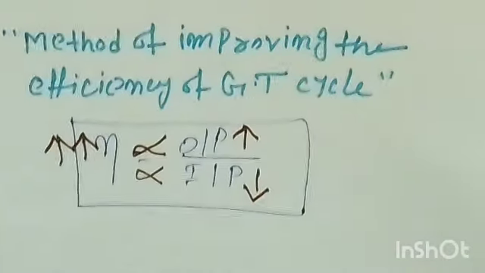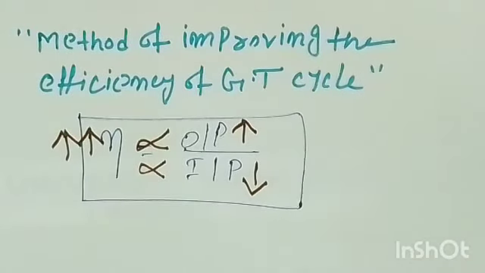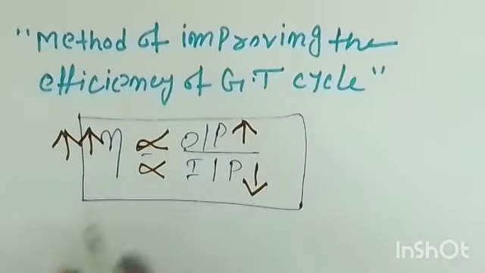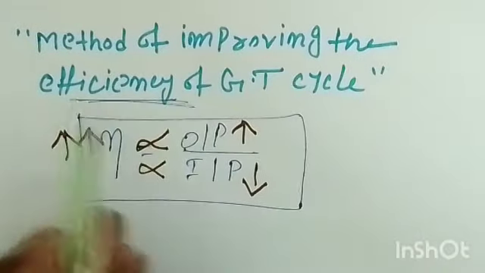To achieve these two ways, we have to learn three things. There are three methods by which we can improve the performance of a gas turbine cycle. The first one is regeneration. The second one is intercooling.